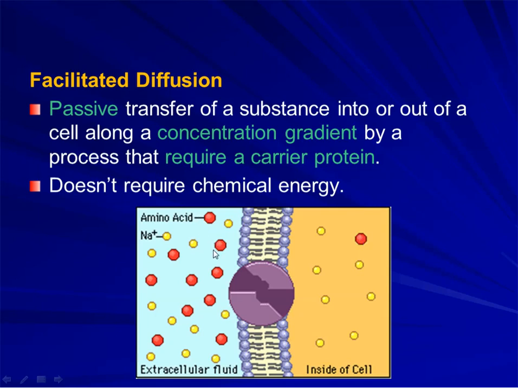So amino acid will move from your left to your right. It is moving from the region of high concentration of amino acid to the region of low concentration of amino acid. It is known as moving along the concentration gradient. However, energy is not required. However, because amino acids are too large in size, they are unable to directly cross the gap between the phospholipids.